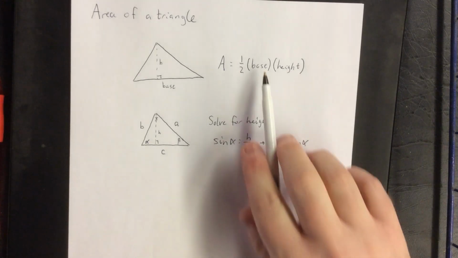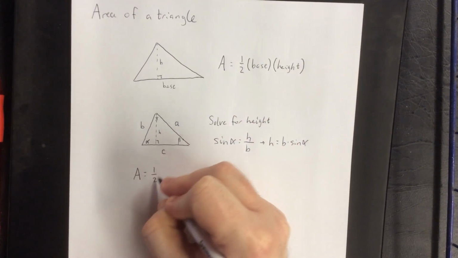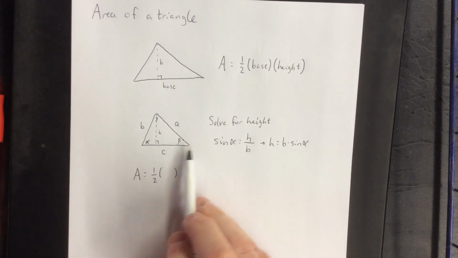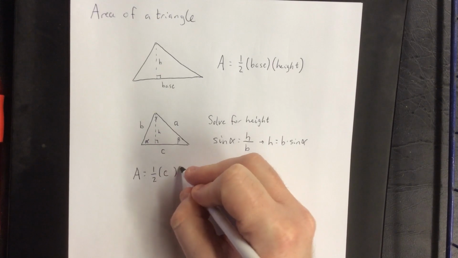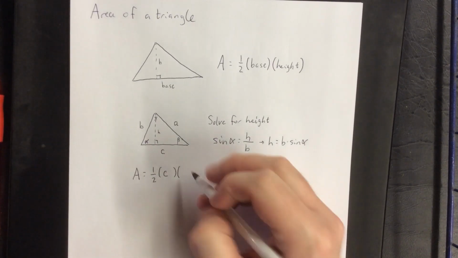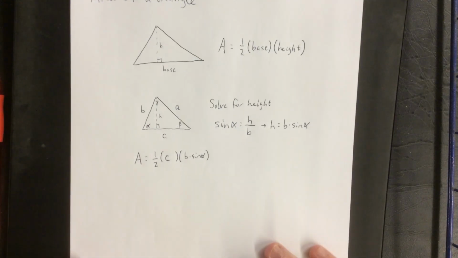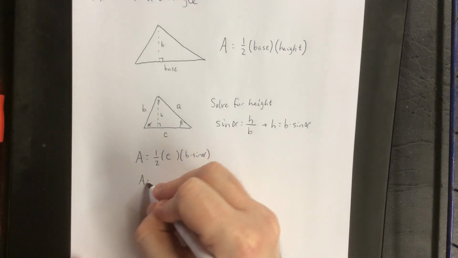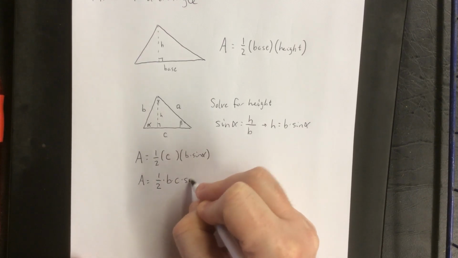Now if I were to take that and plug that into this area formula, I would get the following. 1/2 the base. The base in this case would be the side that's perpendicular to the height, so that would be C. And then the height we just solved would be B times the sine of alpha. I'm going to reorder this in a slightly different fashion and actually order this as 1/2 times B times C times the sine of alpha.